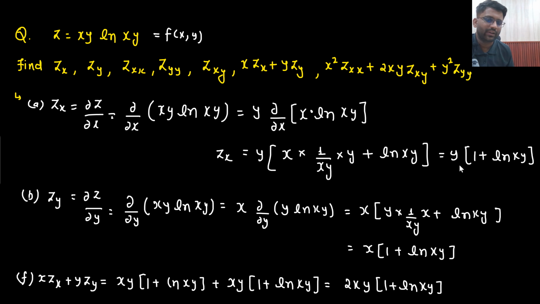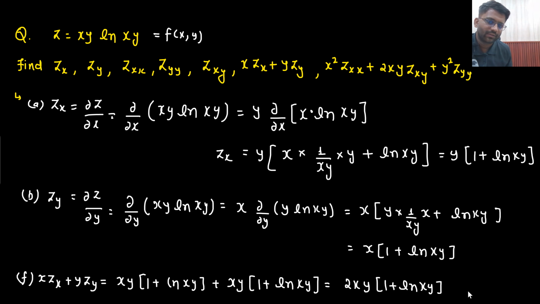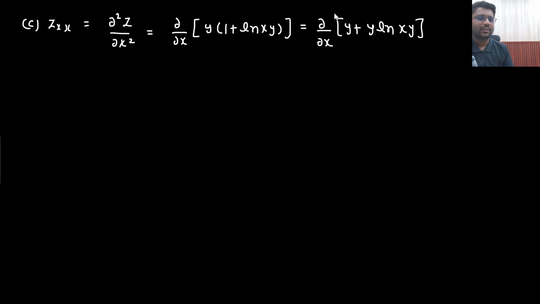Next we need to find out zxx. Right. What does that mean? We need to double differentiate z with respect to x, and partial differentiation we have to do. So for the first differentiation, what have we got? When I did zx, I got y into 1 plus ln xy. Now y is a constant value, right? Y is a constant value for this, or you can write it in this manner: del by del x of y plus y ln xy. Now differentiation of y will be 0. Now differentiation of y into ln xy.